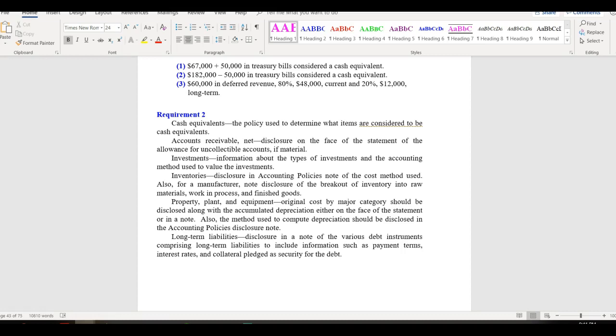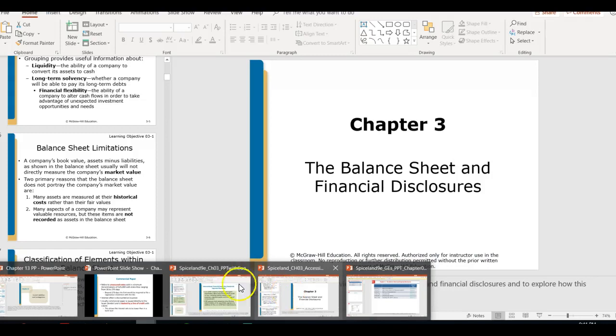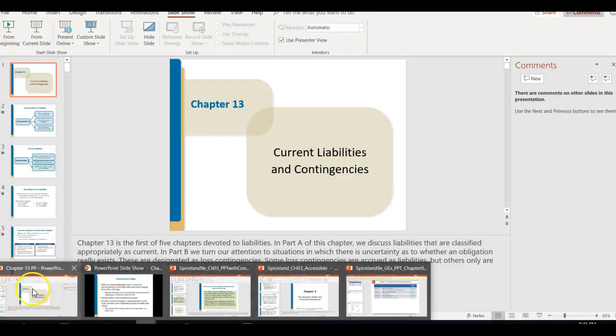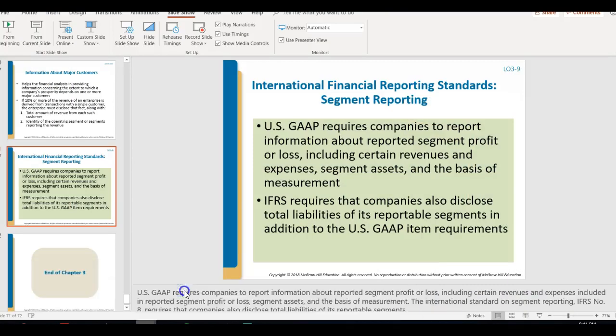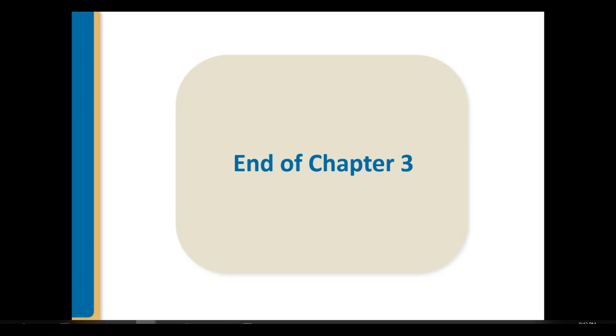Then, with the long-term liabilities, disclosure in a note of the debt instruments that comprise long-term liabilities to include information such as payment terms, interest rates, collateral pledged. So I hope that has helped you in this chapter, and we will move on to the next chapter here, since we are now done with chapter 3.